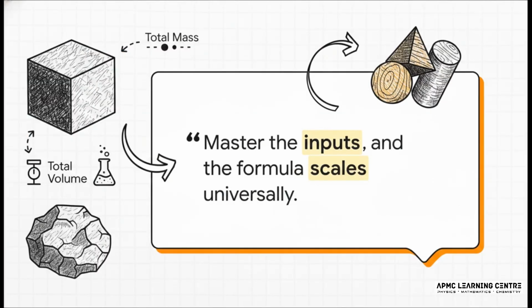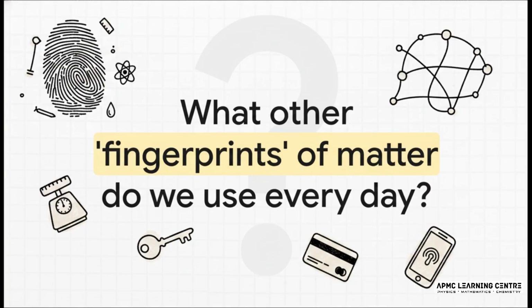And this is really the ultimate takeaway here. It doesn't matter if you have a solid cube, a weirdly shaped rock, or some complex object made of multiple materials. If you can just master finding those two key inputs, total mass and total volume, the fundamental law of compactness will never, ever fail you. So this universal law of density acts as a constant, a true fingerprint for any physical object in the universe. And that kind of makes you wonder, doesn't it? What other fingerprints of matter do we rely on every single day without even realizing it?